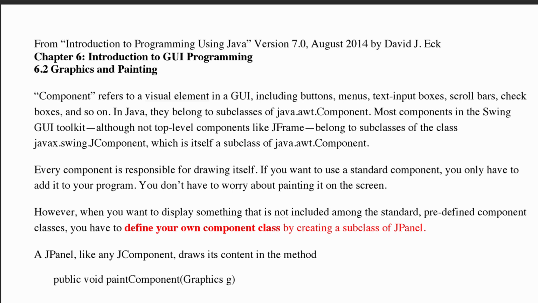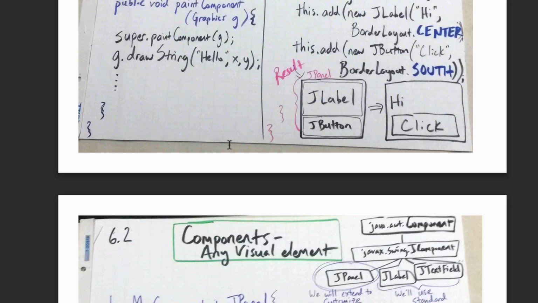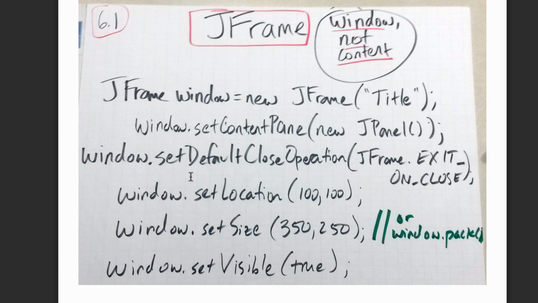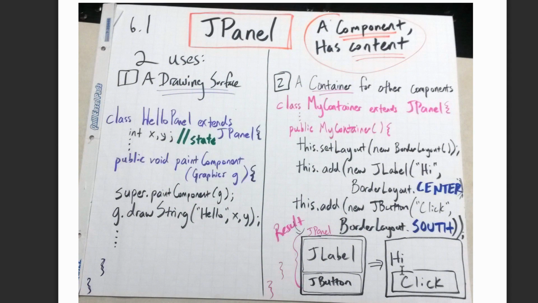So, welcome to the 6.2 notes for AP Computer Science. Last time we talked about the basics. We talked about JFrame, and that's the window, not the content. And then we talked about JPanel, which would be the content that you would put in the JFrame. Now, JPanel is something called a component, and there are many other components, which we will talk about shortly.